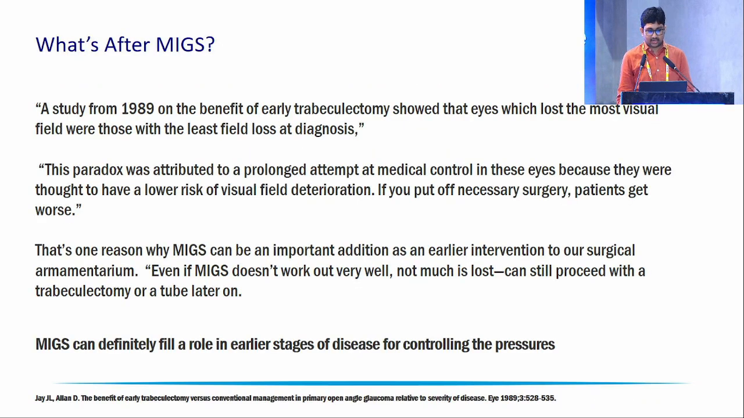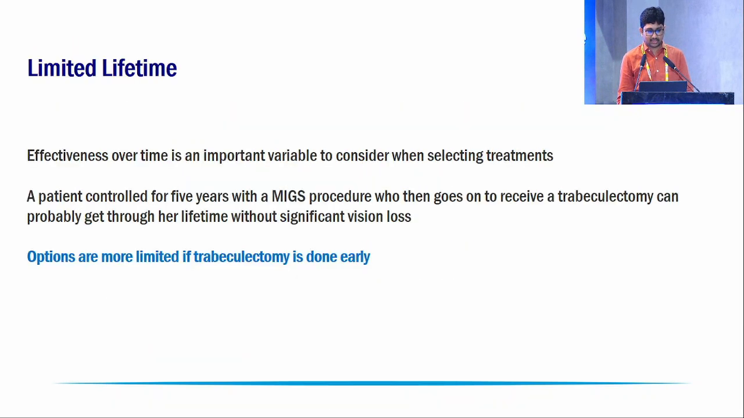So what after MIGS? A paradox was there to prolong attempts at medical control in these eyes because they were thought to have a lower risk of visual field deterioration. If you put off necessary surgery, patients get worse. So MIGS can definitely fill a role in the early stages of disease for controlling pressures. And a patient controlled for 5 years with MIGS procedures who then goes on to receive a trabeculectomy can probably get through her lifetime without significant vision loss, and options are more limited if trabeculectomy is done earlier.